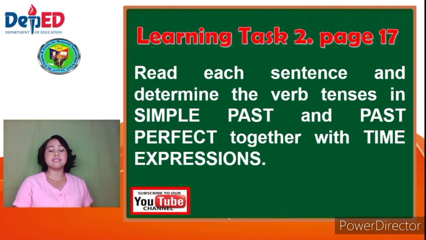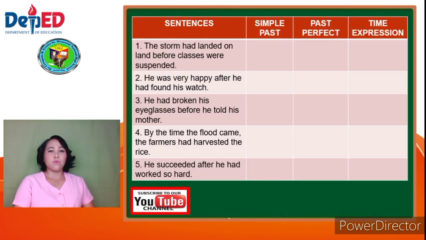Read each sentence and determine the verb tenses in simple past and past perfect, together with time expressions. We have 10 sentences. Number 1, the storm had landed on the land before classes were suspended. 2, he was very happy after he had found his watch. 3, he had broken his eyeglasses before he told his mother. 4, by the time the flood came, the farmers had harvested the rice. 5, he succeeded after he had worked so hard.